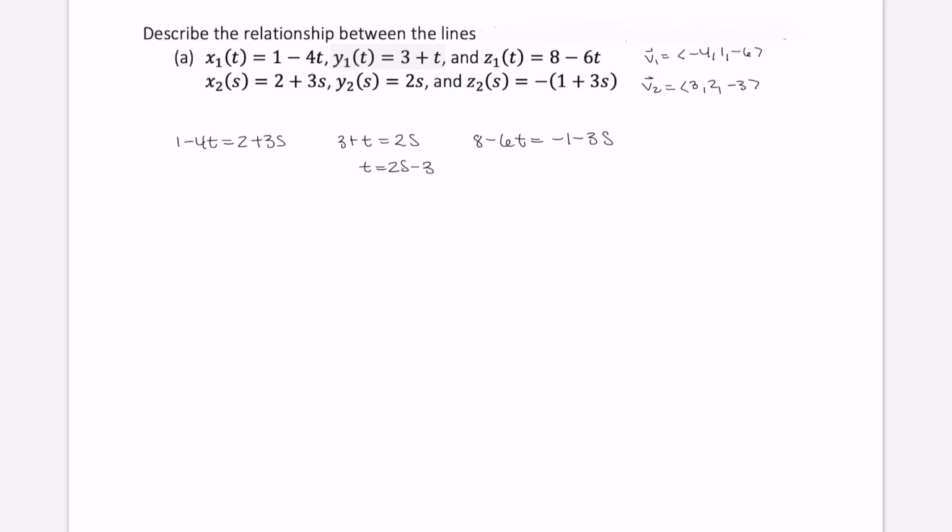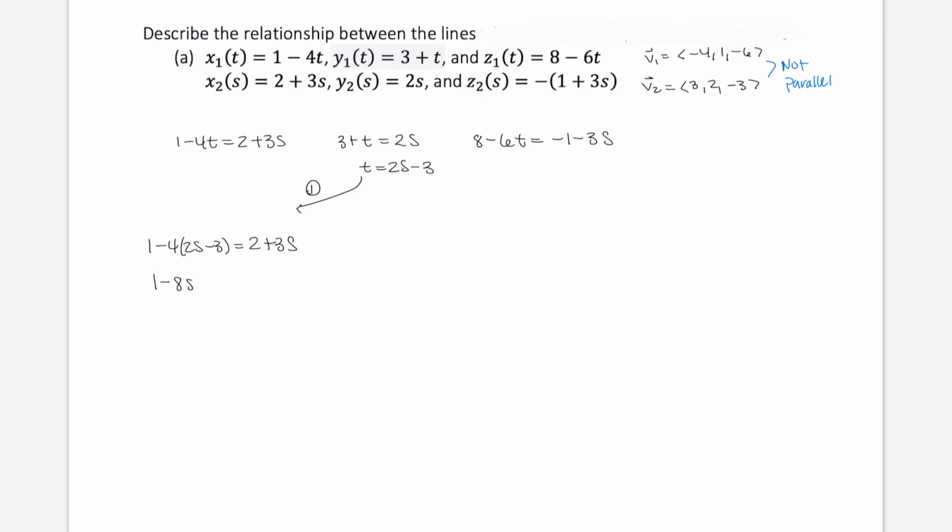Now we need to determine if these, since they are not parallel, actually I should write this out, not parallel. So since these are not parallel, we should determine if they're skew or intersecting. To do so, let's plug this into both equations. First, this one, 1 minus 4 times 2s minus 3 equals 2 plus 3s.